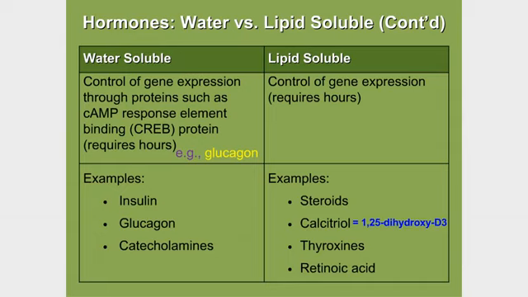Other lipid-soluble hormones like thyroxines, T3 and T4, and retinoic acid, vitamin A, they all work at the gene level. All lipid hormones work at the gene level. The water-soluble hormones mostly work by second messengers, and they work by protein phosphorylation, dephosphorylation mechanisms, but some of the water-soluble hormones can also work at the gene level. I just mentioned glucagon.